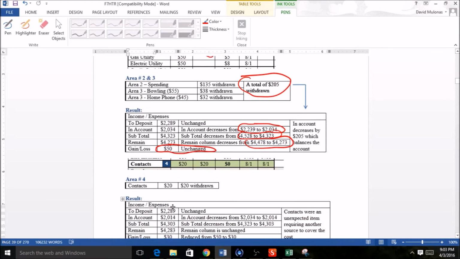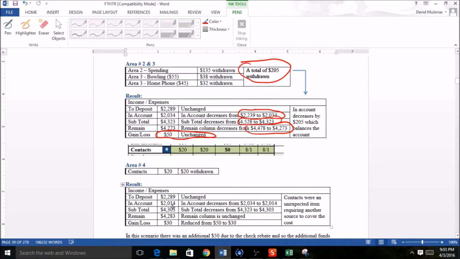Okay, so now we're going to get into what happens when something does come up unexpectedly. And we can see contacts here. Now, in Jasper's budget, he doesn't have anything for contacts, and they're $20, so he decides, I'm just going to go pay for them. So that means $20 comes out of his account, and the contacts were unexpected, requiring another source to cover the cost. Well, in his case, he doesn't need another source because he has had an additional $50 the whole time right here. So the 20 taken away from that still leaves him a gain of 30 because of that rebate check, the additional amount added.